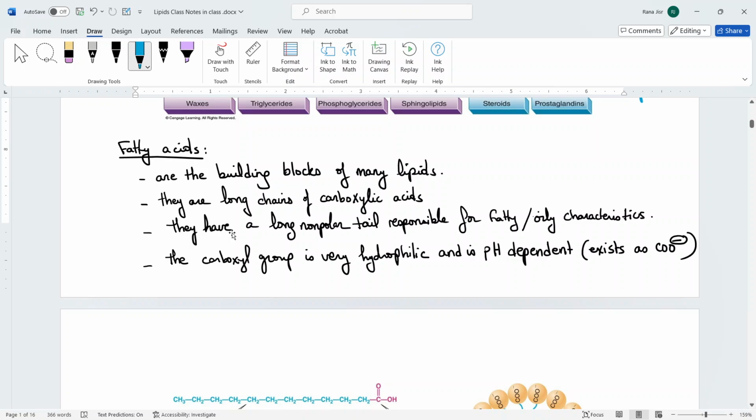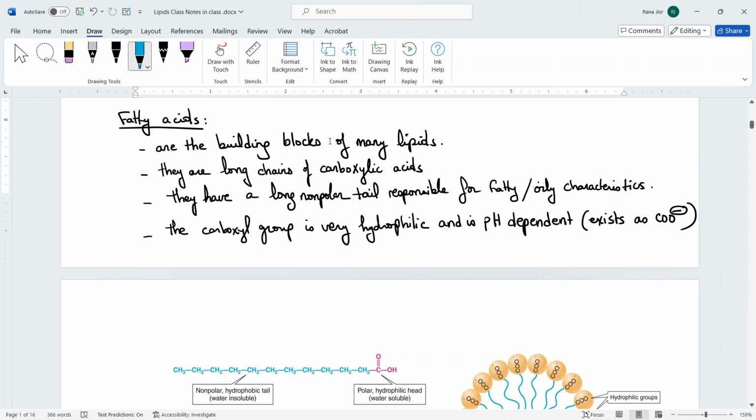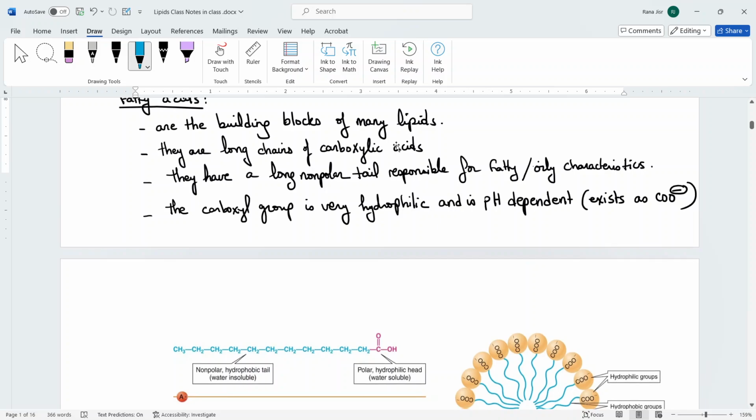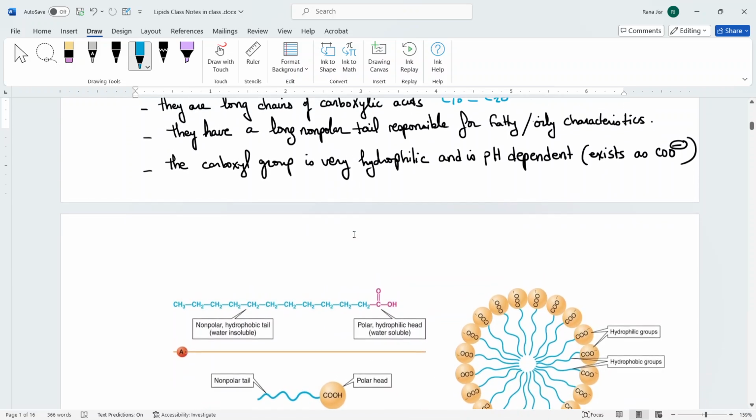Let's start by defining the building block of the lipid, which is the fatty acid. So these are building blocks of many lipids. These are long chains of carboxylic acids, and the number of carbons in there is between C10 and C20, okay? So it's between 10 carbons and 20 carbons. They do have a long nonpolar tail, which is responsible for the fatty and oily characteristic.